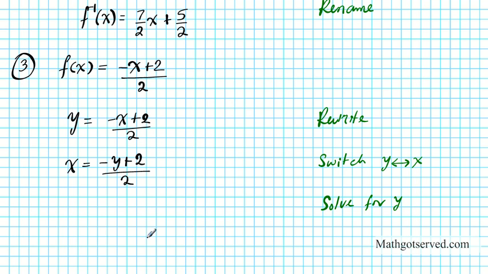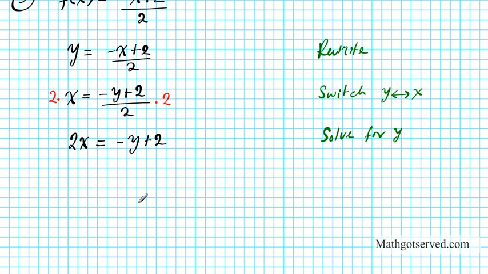Okay, so let's go ahead and do the solve. This is a 3-step procedure. We'll get rid of this 2 in the denominator, get rid of this 2 right here, and then the minus. To get rid of the 2 in the denominator, since we're dividing, we're going to multiply by 2, both sides. That leaves you with 2x equals negative y plus 2. And then subtract 2 from both sides. Subtract 2, subtract 2. And then you have negative y equals 2x minus 2.